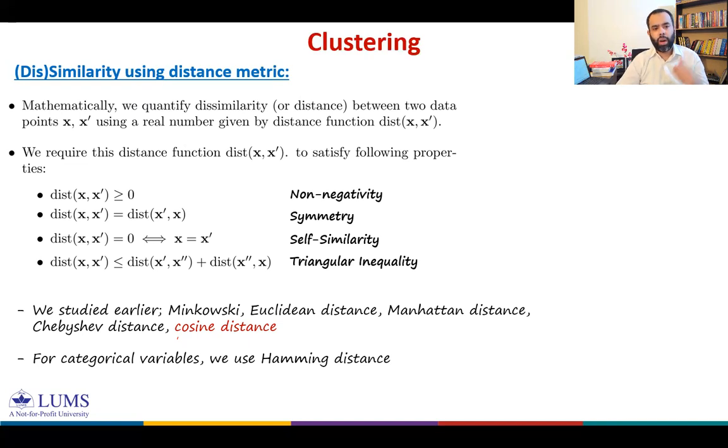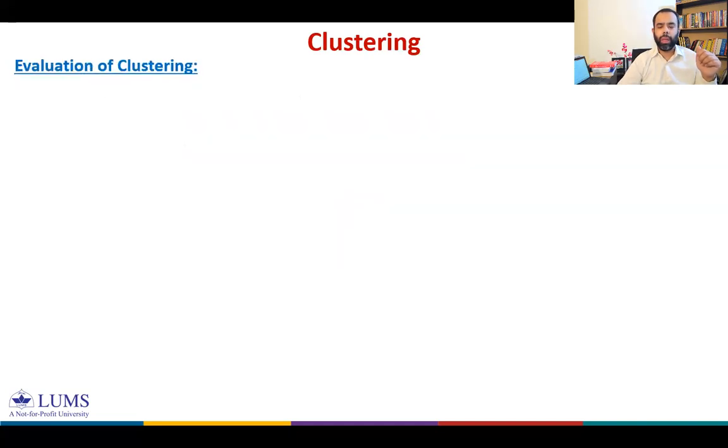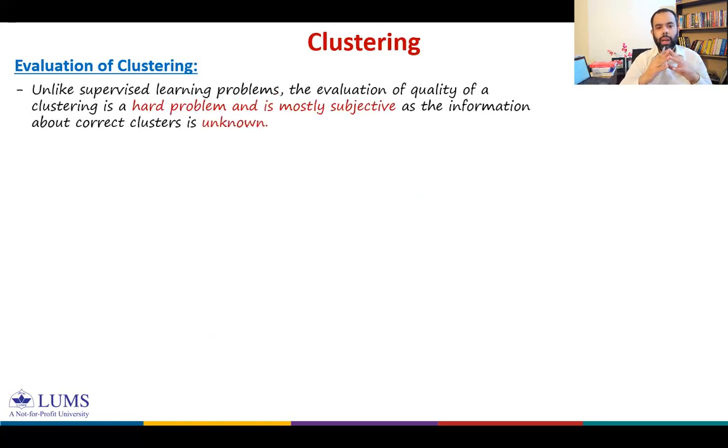So we've talked about a metric which we can use to quantify similarity or dissimilarity between two data points, two objects. Let's talk about evaluation of clustering. How do we evaluate clustering? Unlike supervised learning, the evaluation of quality of clustering is a hard problem and is mostly subjective, as we don't have information about the true labels. We don't have information about the clusters.